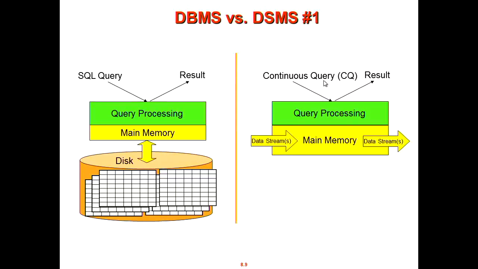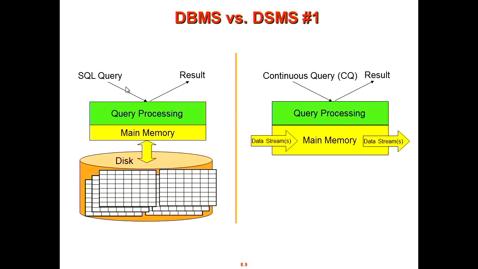But here in a DSMS, because the data is dynamic, your query is always a continuous query. It means that given this query, the results keep changing. You need to update the results to the user, because when some new data stream comes into the system, the result to this query actually changes, so you need to update this change to the querying user. That's why it is called a continuous query.